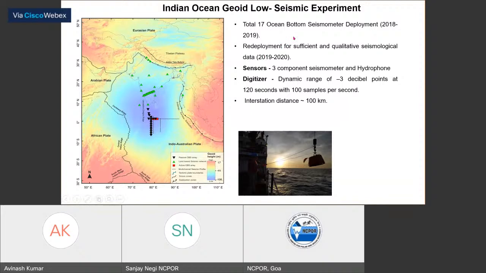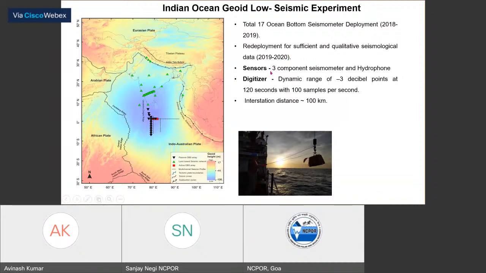The data was not only taken for 1 year; there was a redeployment, and sufficient qualitative seismological data was collected in 2019 and 2020. So overall, about 2 years of data was collected during this experiment.